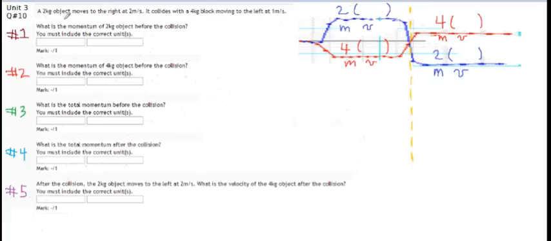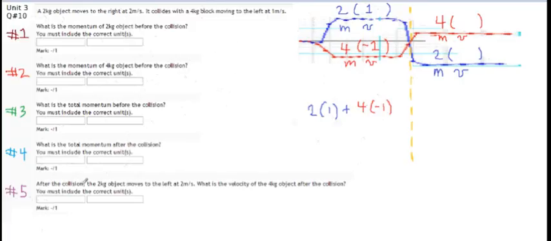So it says a 2 kilogram object moves to the right at 2 meters per second. So what I have there is a 2 kilogram object moving to the right at 2 meters per second. Then it says it collides with a 4 kilogram block moving to the left at 1 meter per second. So that is the object moving to the left, which is -1. So then I have 4 times a -1. Then I ask some questions about the individual aspects of what's going on here. I'll go back to that in a second. I'm going to go down to question number 5.